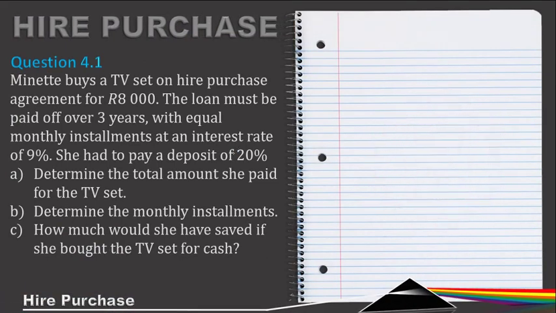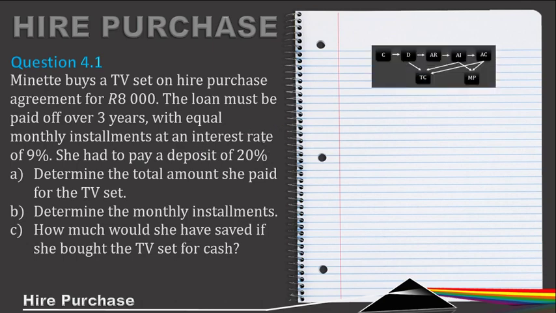Question 4.1. Manette buys a TV set on hire purchase agreement for 8,000 Rand. The loan must be paid off over 3 years with equal monthly installments at an interest rate of 9%. She had to pay a deposit of 20%.